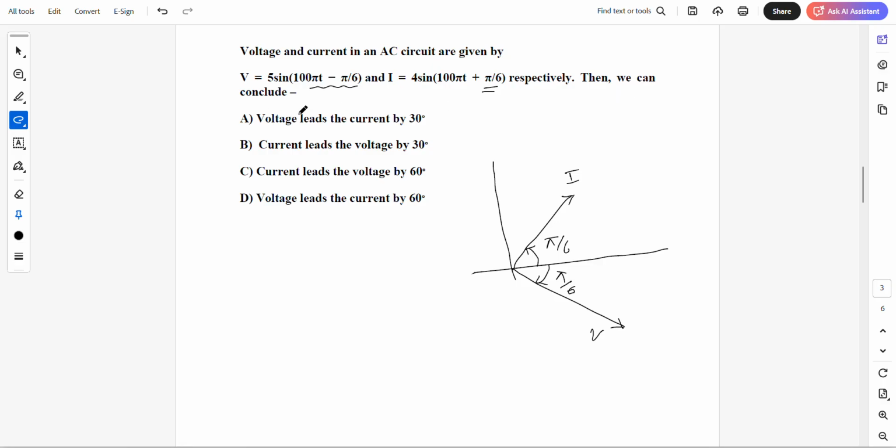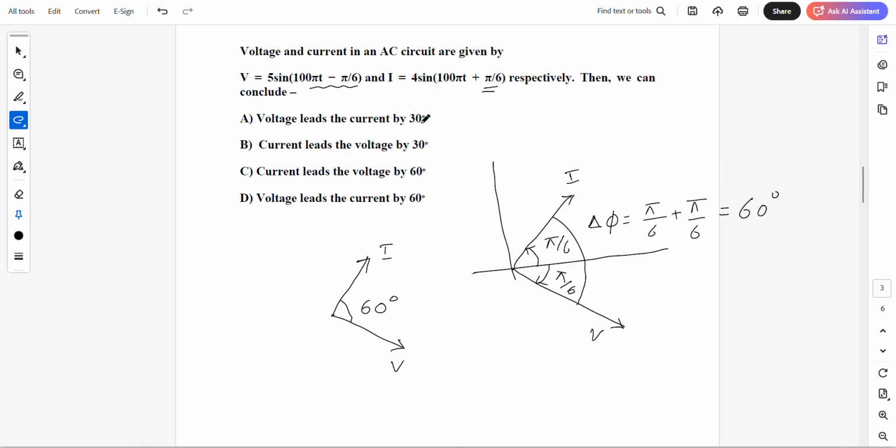What are they asking? Then we conclude that, now what about V and I? What is the total angle? Delta phi is equal to pi by 6 plus pi by 6, that is 30 plus 30, equal to 60 degree, you can write. Now here this is total I and this is total V, right? The angle between them is how much? 60 degree. What can I conclude? I is leading by an angle 60 degree.